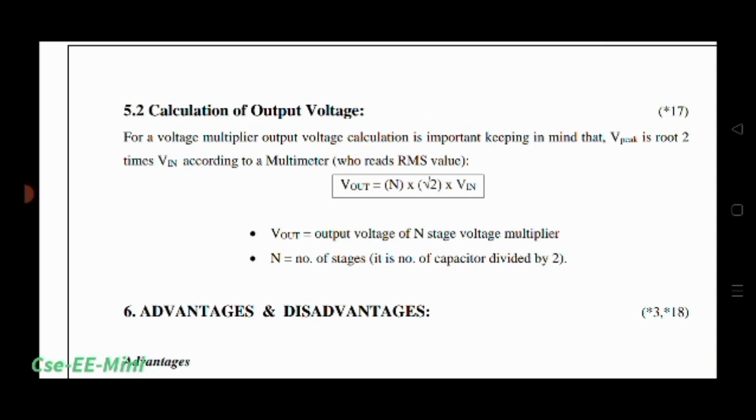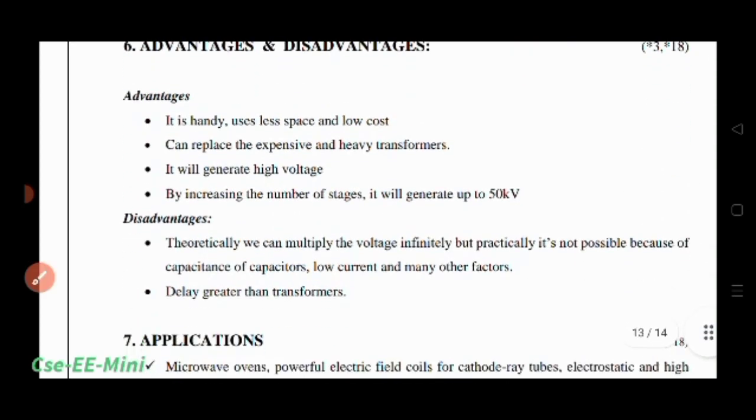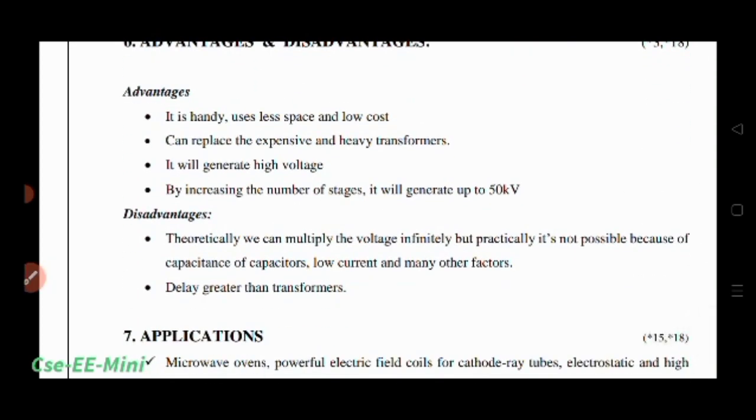After this we have advantages and disadvantages. Obviously the advantages are more as compared to the disadvantages. That's why this technique is usually used in industries. The advantages: it has less space, low cost, it is handy. It will generate high voltage. By increasing the number of stages we can generate a high DC voltage, and it can replace expensive and heavy transformers. Yes, because we can use it in place of step up transformers.